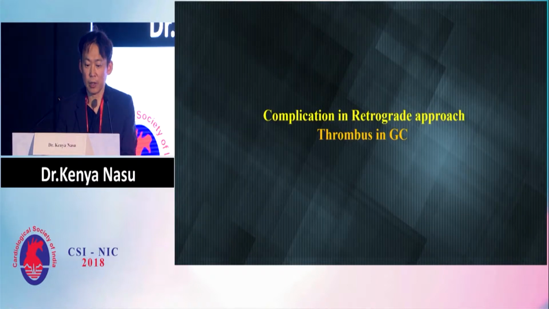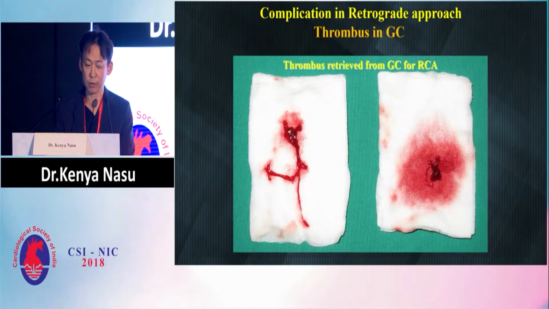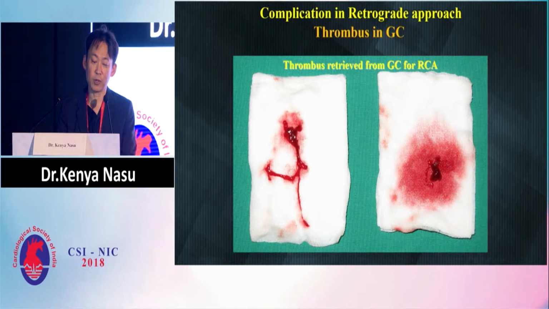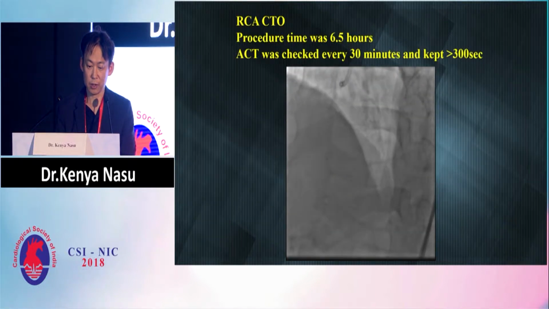And the other complication during the CTO intervention: usually the CTO procedure time is a little bit longer than the non-CTO procedure. So we should keep the ACT more than 300, but sometimes we made this kind of thrombogenic complication. This is a CTO. It's a very long one. You can see the distal.